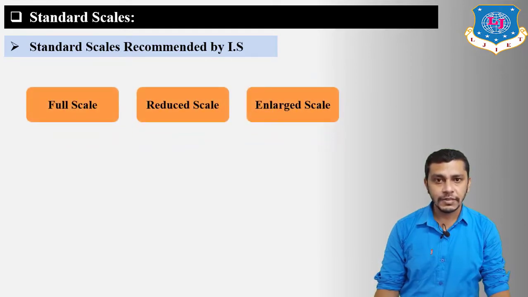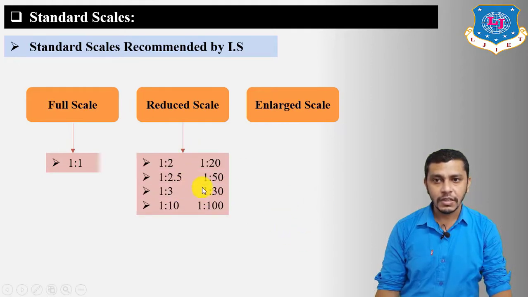So what is full scale? If the length of the object in the drawing is the same as the actual object, then the scale is known as the full scale. The indication of the full scale is 1:1. That means the drawing length of the object is equal to the actual length of the object. Now what is reduced scale? In reduced scale, the dimensions of the object in the drawing are smaller than the actual dimensions of the object.